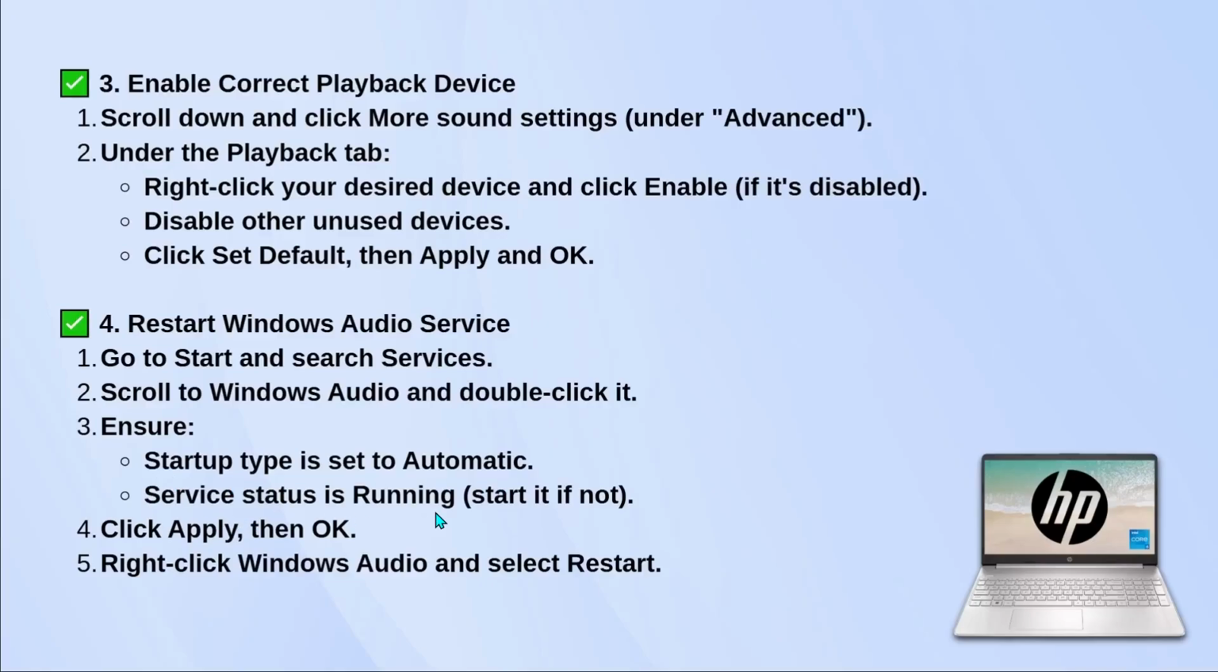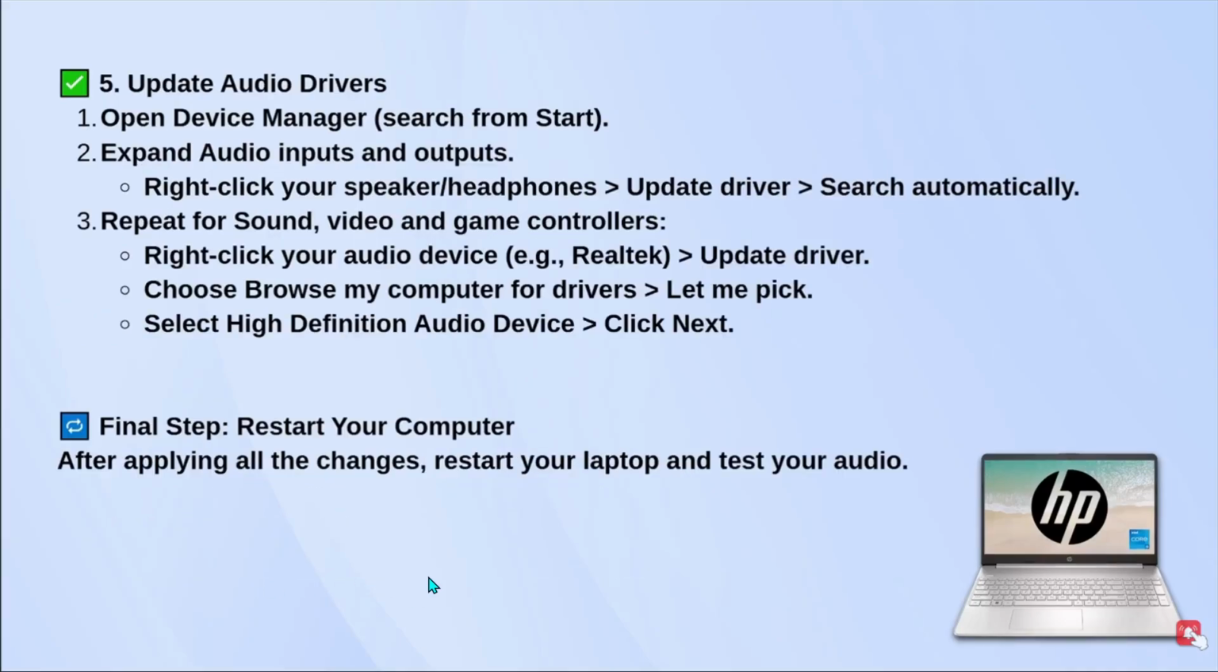If you're still not hearing anything, open Device Manager from the Start menu. Expand audio inputs and outputs, then right-click your audio device and choose Update Driver. Click Search automatically and let Windows check for updates. You can also expand sound, video, and game controllers and update your main audio device there as well. If nothing changes, you can try switching the driver to high-definition audio device to see if that solves it.